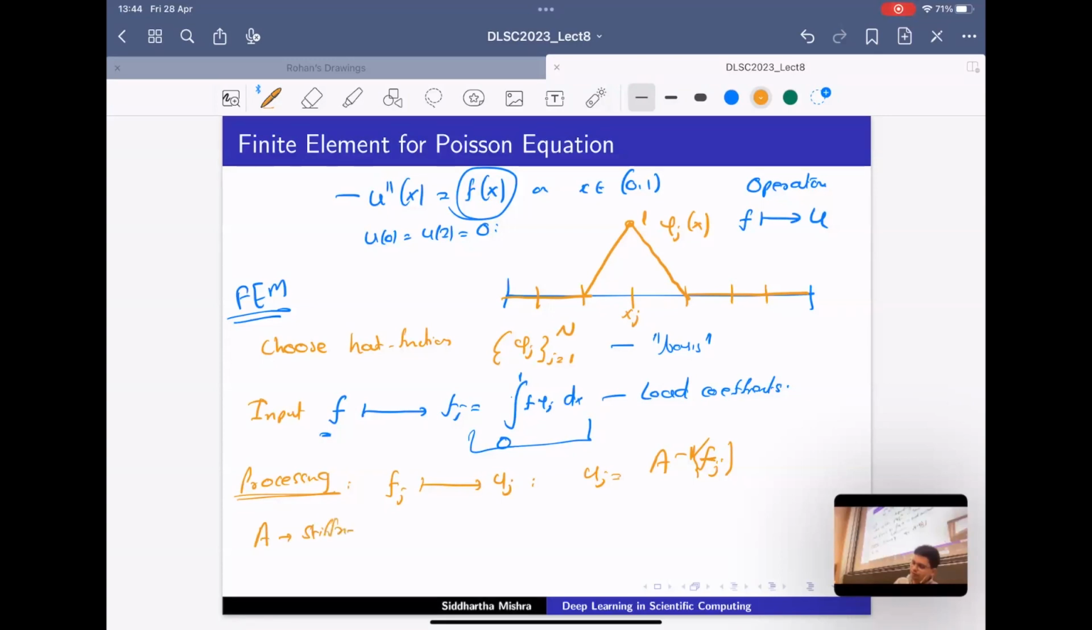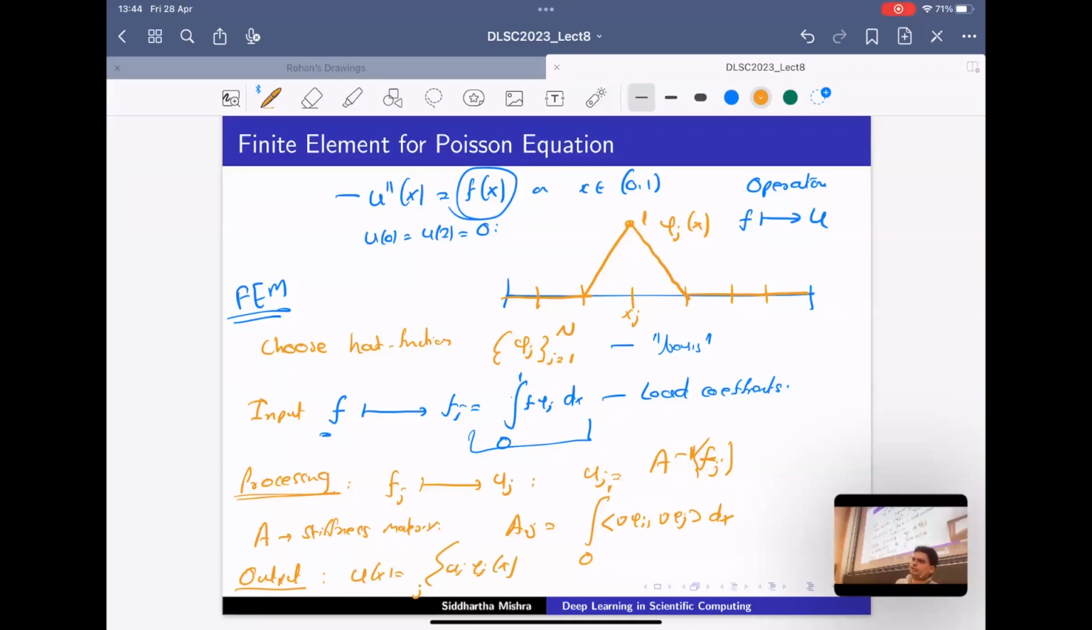So for those who know this, this is a very simple matrix, n cross n matrix, whose elements are given by the integral of 0 to 1 of gradient of phi_i, gradient of phi_j, dx. Okay, so this is what is called a stiffness matrix. We invert the matrix. So this will give you the solution vector. And then in the last step, the output, because your hat functions are a basis, your output u is simply the summation over j of u_j phi_j of x.